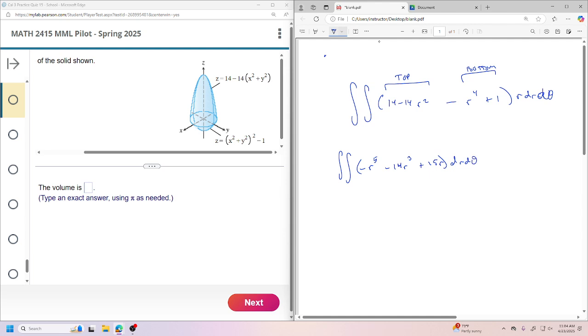Now, I'm looking for my radius. Basically, what would be the full radius at the bottom down there? Where would they be touching? I could tell you 0 to 2 pi. That's easy enough. But what's my radius? 0 to what?